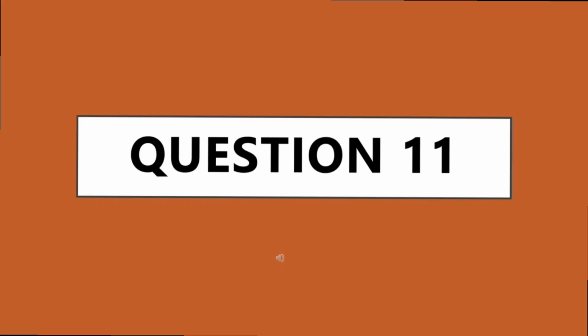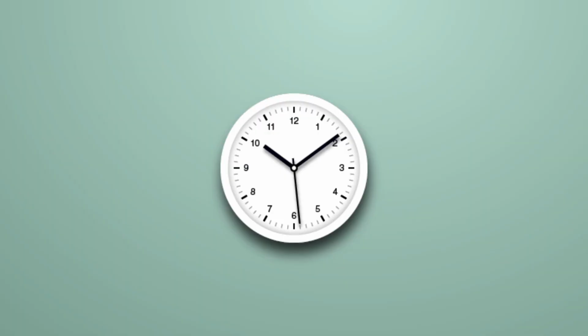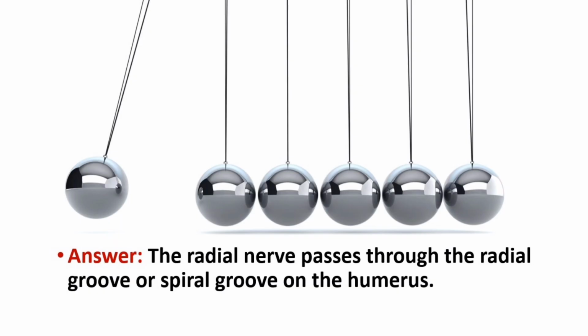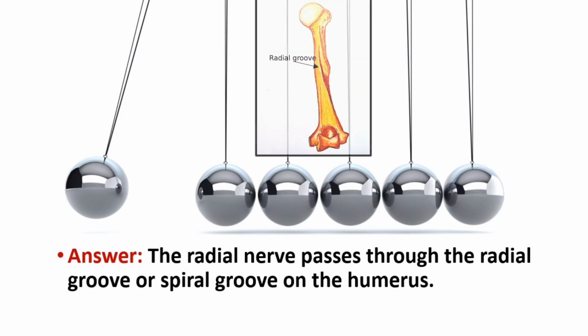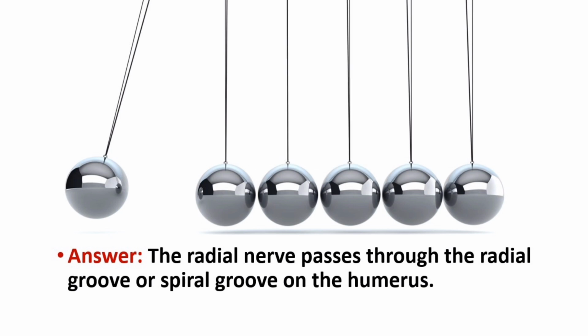Number 11. What is the name of the groove on the humerus where the radial nerve passes? It's common sense that the groove where the radial nerve would pass is called the radial groove. It is also called the spiral groove of the humerus.